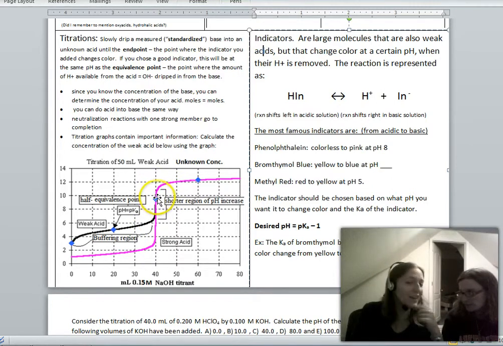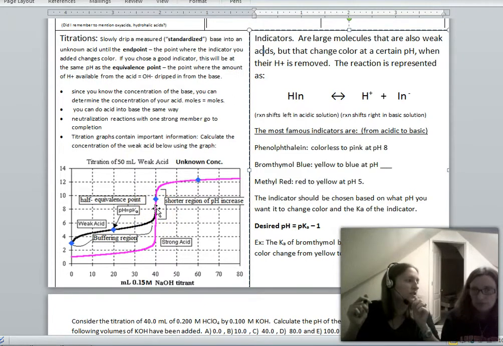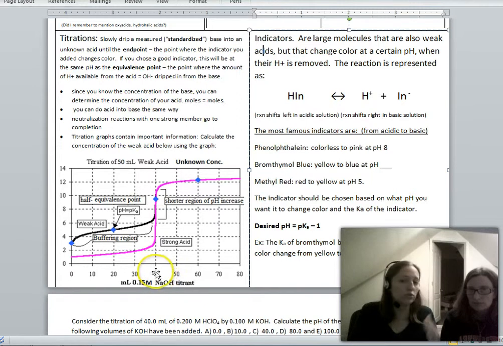Goodness, that's alarming. It changed colors at this point, because your indicator changes colors at, say, pH 7, and that happened. So it hit that pH, it changed colors, and you went, oh, I'll stop. And so that told you that at 40 milliliters of base, you have reached your equivalence point, which means that 40 milliliters of base contained precisely the amount of base needed to neutralize your acid.